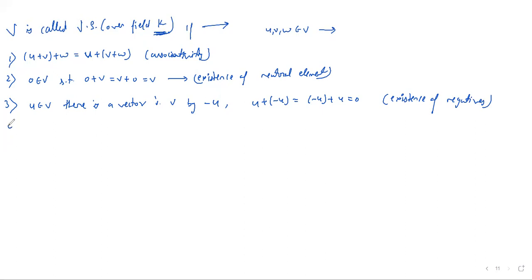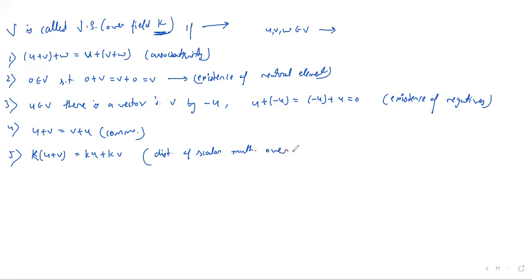And the fourth property is commutativity, that u plus v equals v plus u. Let's understand the fifth one, then we'll talk later about it. The fifth one is distributivity of scalar multiplication over addition in V. Let's say I have two vectors which I am adding, u plus v, and I am distributing this field element k over them, which gives ku plus kv, where k belongs to the field of scalars. This is called distribution of scalar multiplication over addition in V.